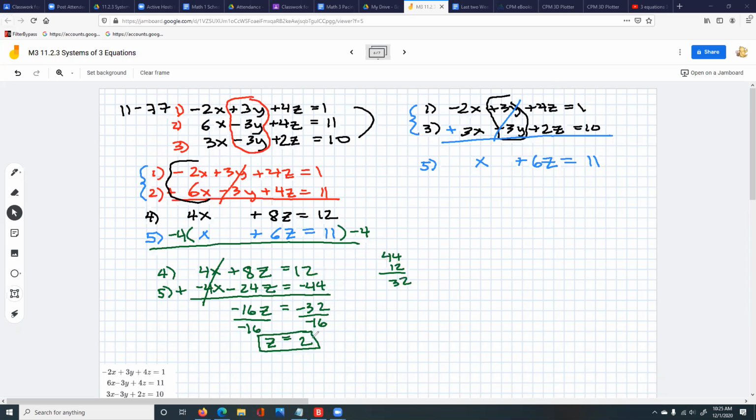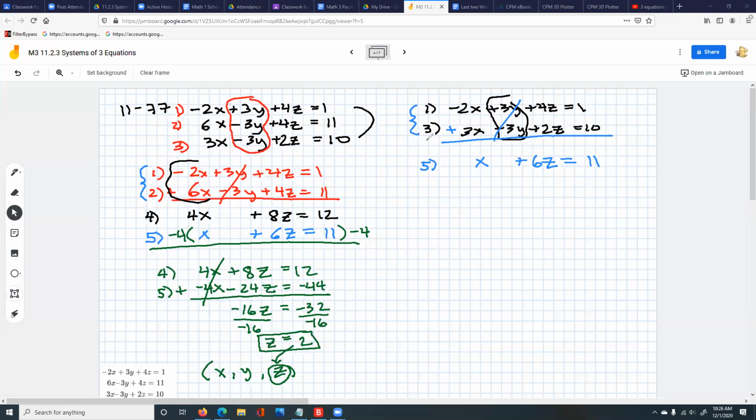Okay, so what we have found is we have an x, we have a y, and a z that we're looking for, right? We found this variable is 2. Okay, we found this is 2. Now we need to find x and y. Okay, so let me go back and erase this part right here. Okay, so how do we find x and y?